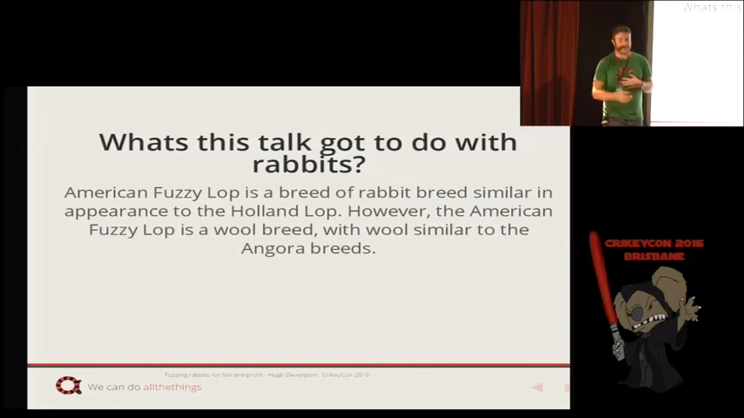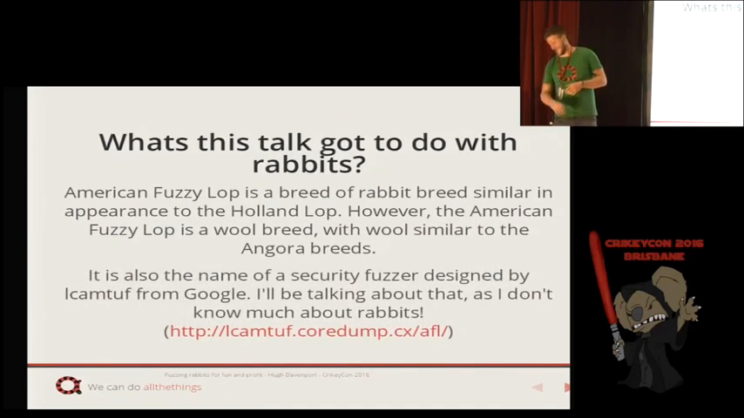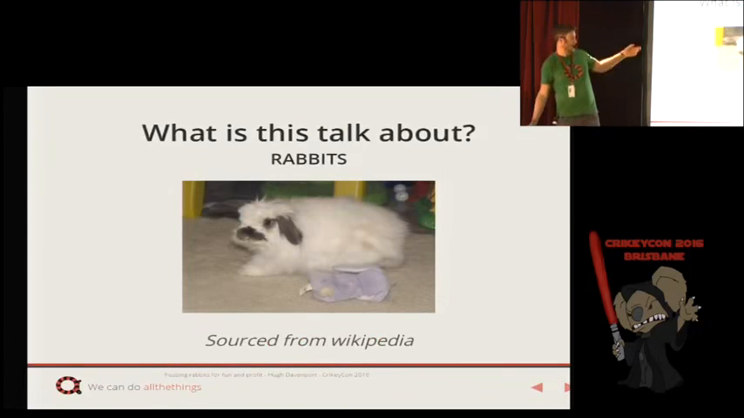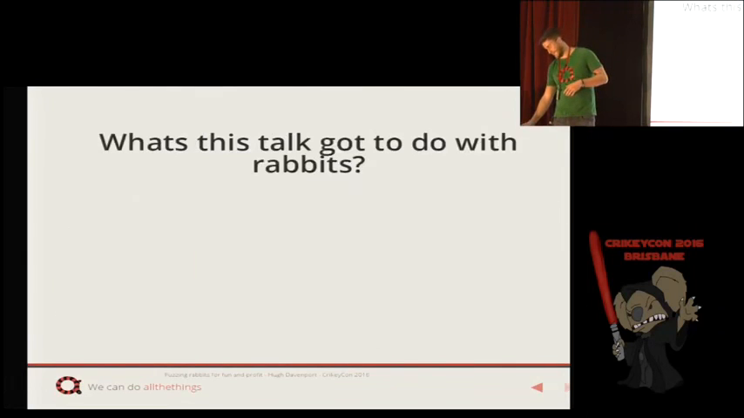American Fuzzy Lop is a breed of rabbit which is similar in appearance to the Holland Lop. However, the American Fuzzy Lop is a wool breed with wool similar to the Angora breed. And that's about where my knowledge on rabbits ended. So American Fuzzy Lop is also a tool made out of Google, which is a security fuzzer, commonly called just AFL, which is a lot easier to say than American Fuzzy Lop. The rabbit I had before, that is actually a picture of an American Fuzzy Lop.